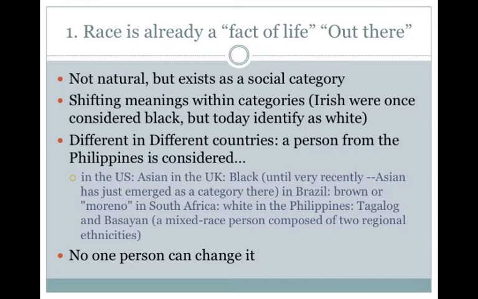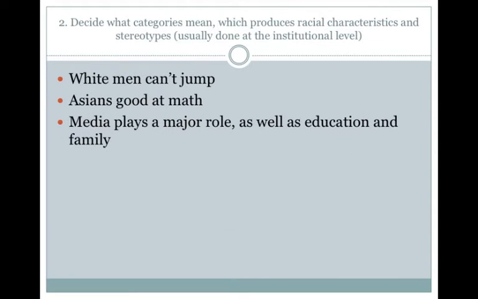Okay, so the second point with racial formation theory is that yes, there are social constructs, but they all have meaning. So race has social meaning. Usually that produces racial characteristics and stereotypes, and it's usually done at the institutional level. So we have categories such as white men can't jump, Asians are good at math, and media definitely plays a major role in this. Also textbooks, with education and family. So when we talk about the institutional level, that's what we're talking about: media, education, family.